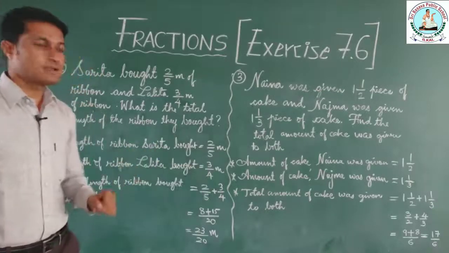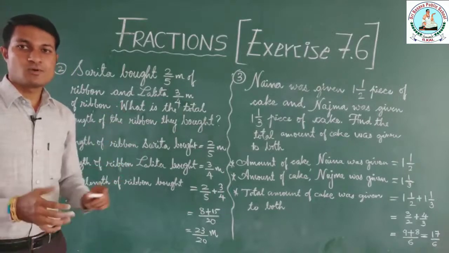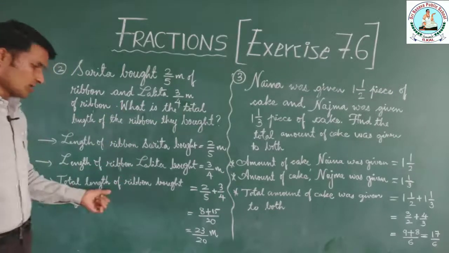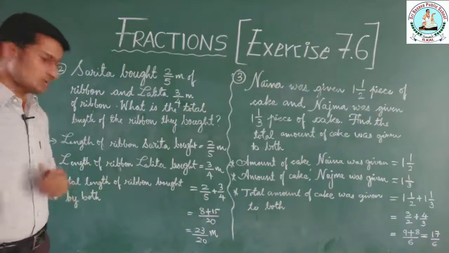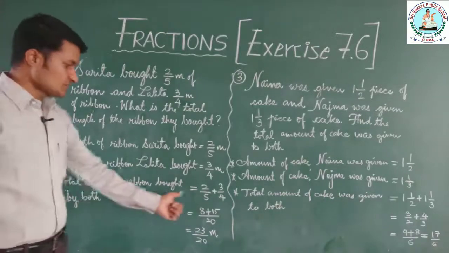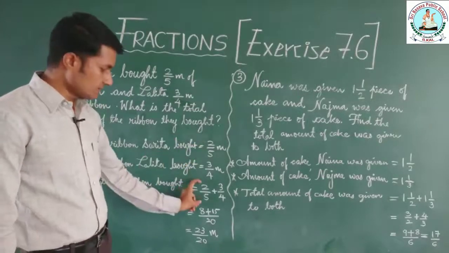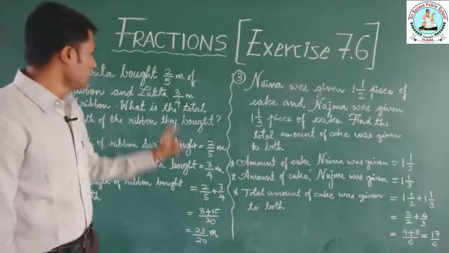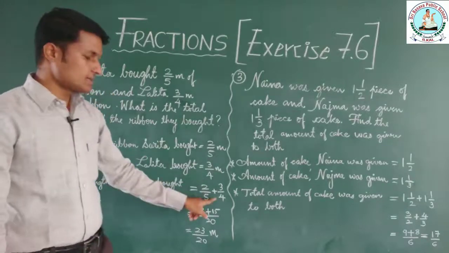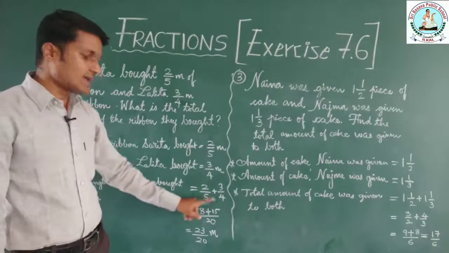And what are they asking? They are asking for the total length of ribbon bought by both. Total always refers to addition, so just add the two lengths of ribbon. This is the length of the first ribbon, bought by Sarita, and this is the length of ribbon bought by Lalita. So just add them. It is just like adding unlike fractions.